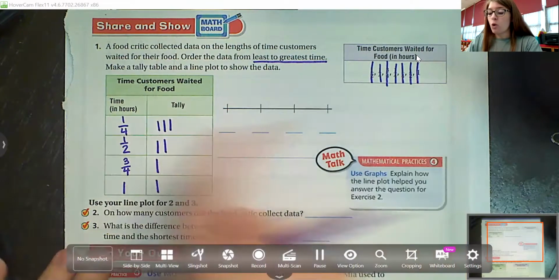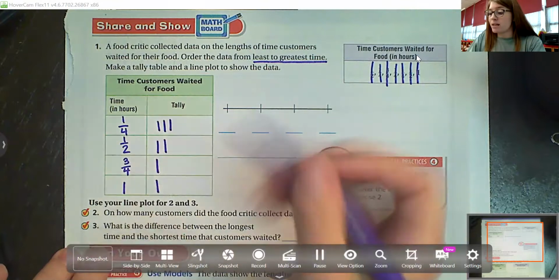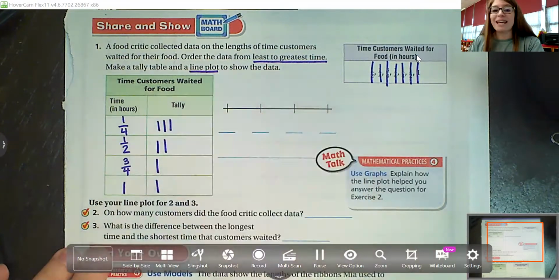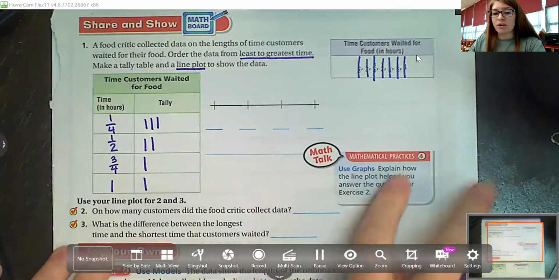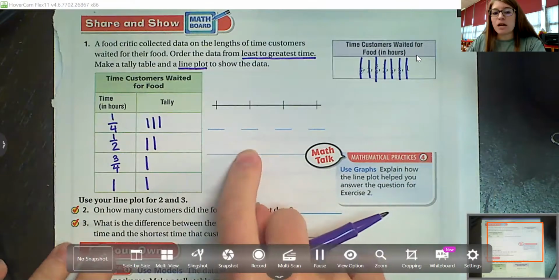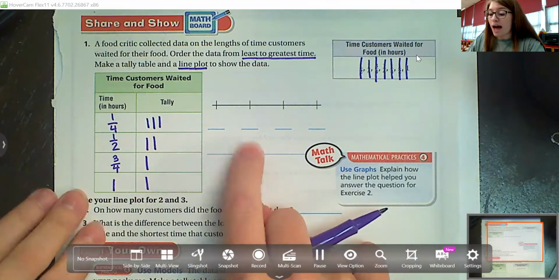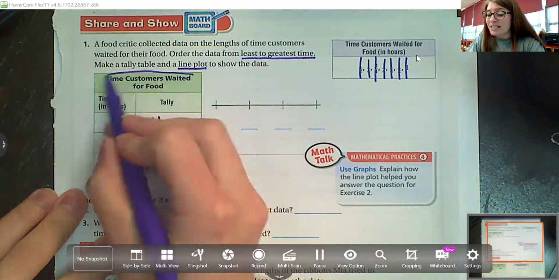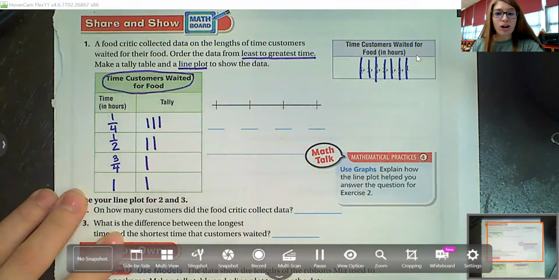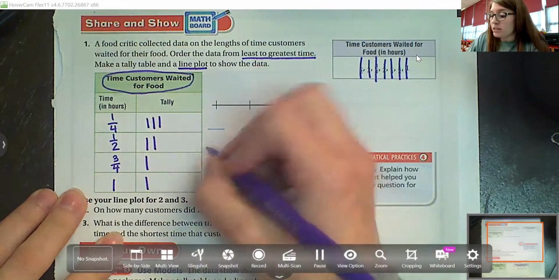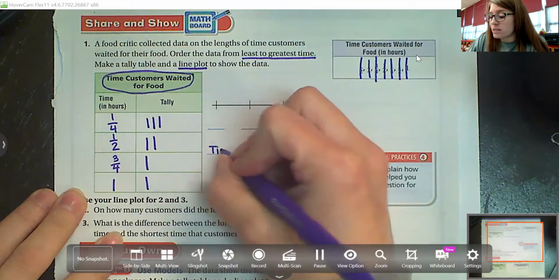All right, so we've created our tally table, but now they also want us to create a line plot to show the data. All right, so you can see over here that there's a couple different lines. So this line right here is how we are going to label or name our line plot. And all I'm going to do is just go ahead and take the name that they already gave me. Okay, so I'm going to write it here on this line.